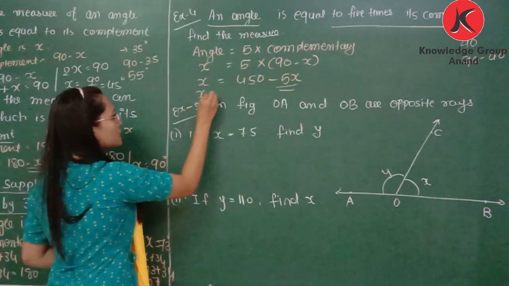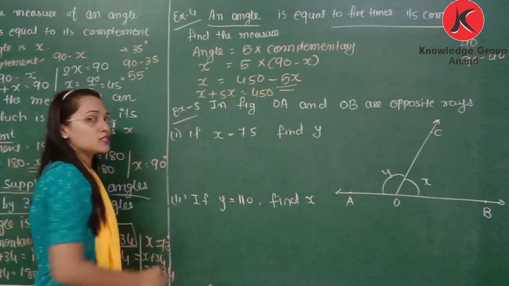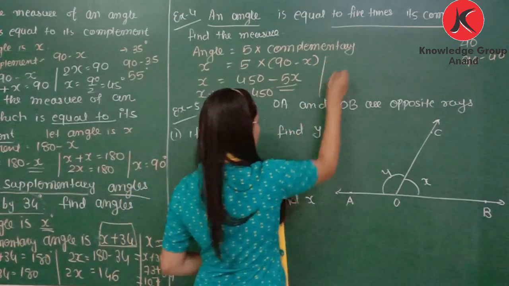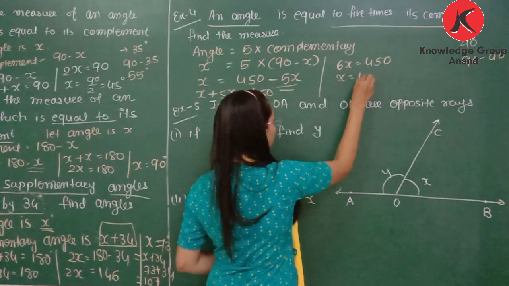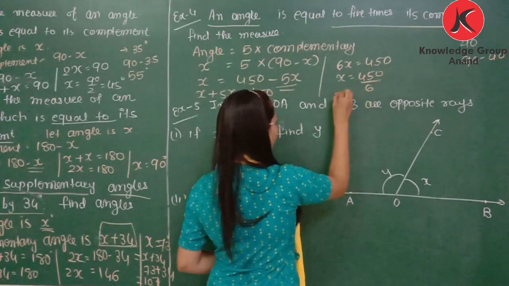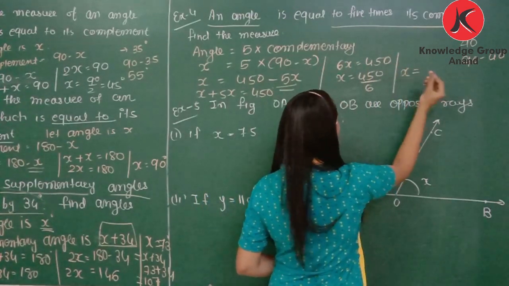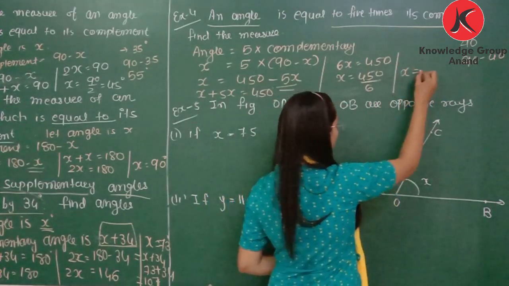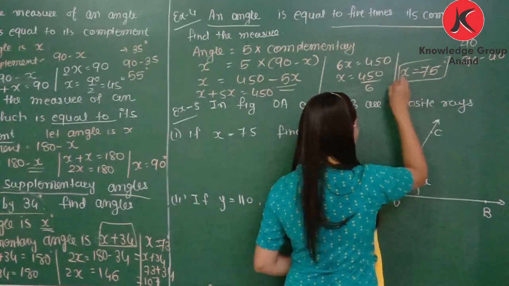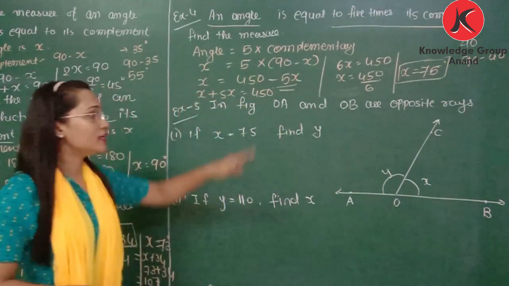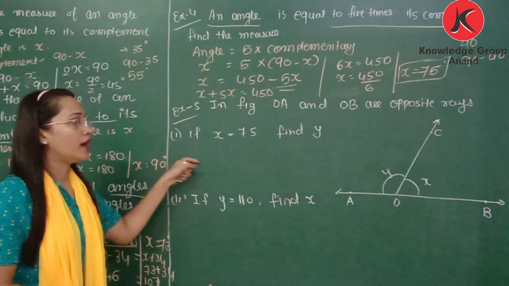So we get x plus 5x is equal to 450. x plus 5x, that is 6x. Now 6 is divided. x is equal to 75. So if the angle is 75, that is 5 times its complementary angle.